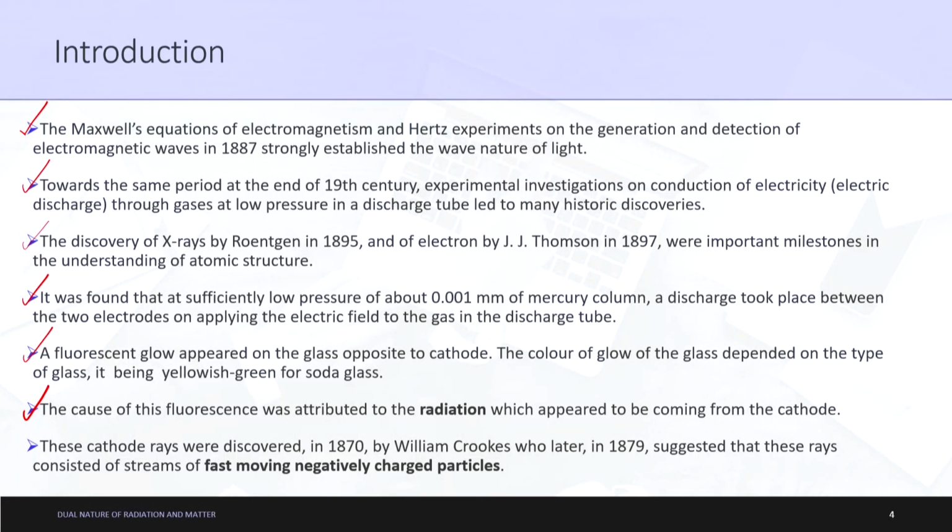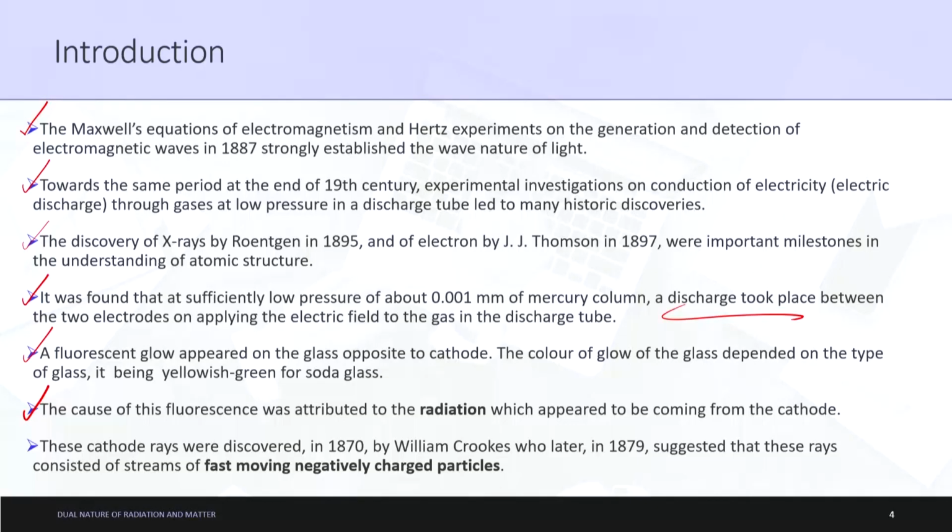Now these cathode rays were discovered in 1870 by William Crookes, who later in 1879 suggested that these rays consisted of streams of fast moving negatively charged particles. Even at the moment when they got to know that there was an electric discharge taking place, they didn't know what was being passed from point A to point B, or let us say from this plate to this plate. Let us say this is the cathode plate, this is the anode plate.